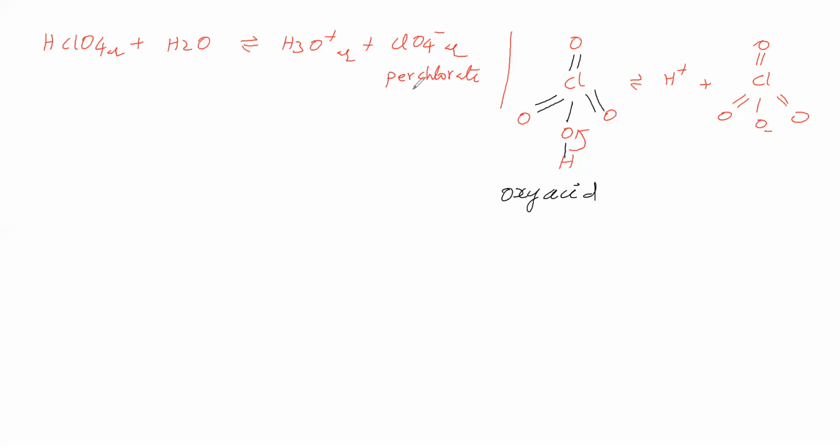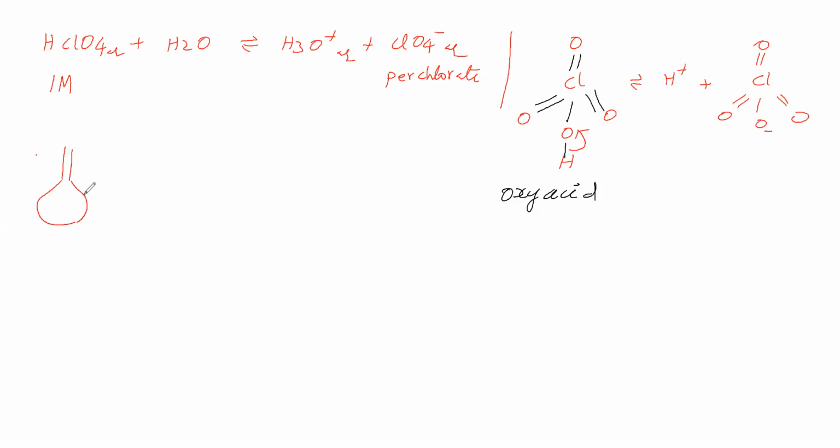Now this perchloric acid donated H plus, therefore we are getting the perchlorate ion. Next, we will take perchloric acid of 1 molar concentration. How to prepare a 1 molar aqueous solution of perchloric acid? That we will see. Now we are taking a standard flask.